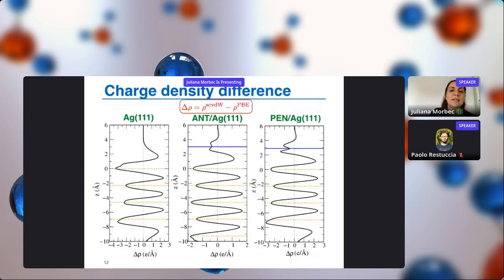And you can see this here. This is the charge density difference along the Z direction when you go from the surface to the molecule, and you see there is more accumulation of charge between molecule and surface when you look at pentacene. The accumulation of charge is larger in the pentacene system than in the anthracene system.